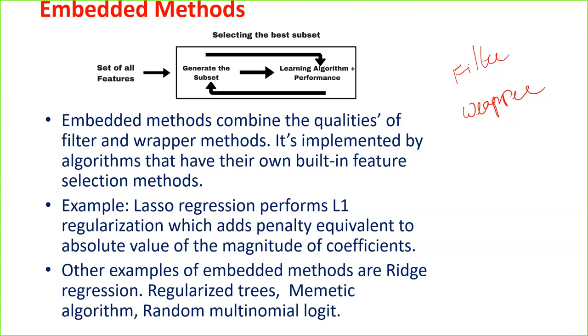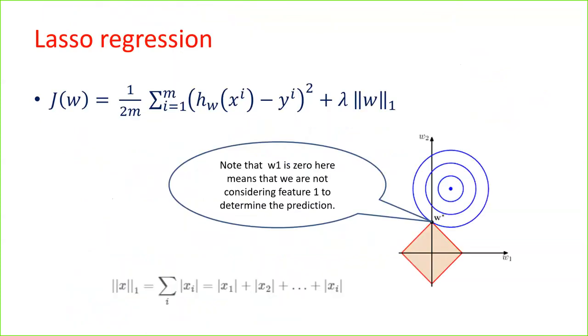The next one is the embedded methods. In embedded methods, the feature selection mechanism is inbuilt, so you need not explicitly define anything. Let me take an example of Lasso regression. We have already discussed this while discussing Lasso regression. Let us recollect again. Do you remember Lasso regression?